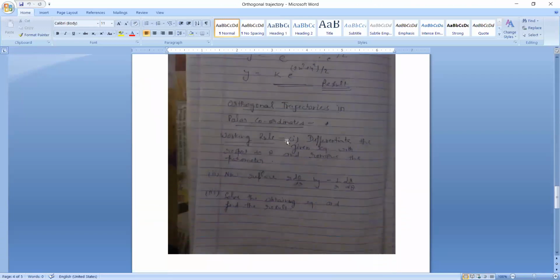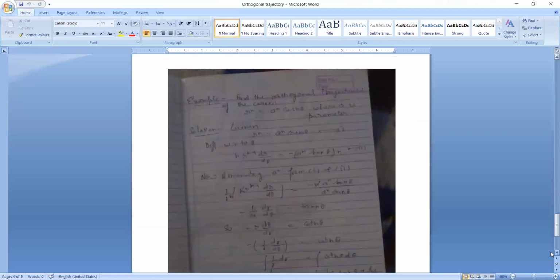Now orthogonal trajectory in polar form. This is the working rule. Differentiate the given equation with respect to theta and remove the parameter. Now replace r dθ/dr by minus r dr/dθ. Now solve the obtained equation and find the required result.